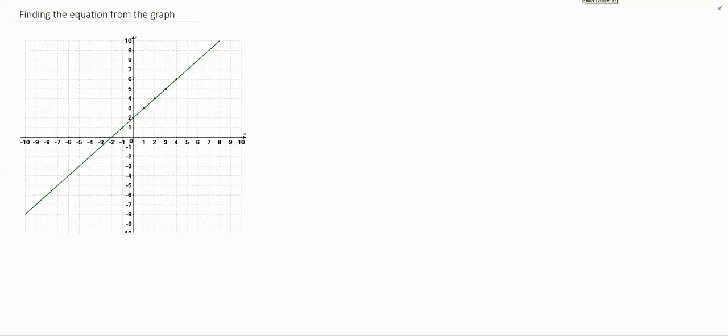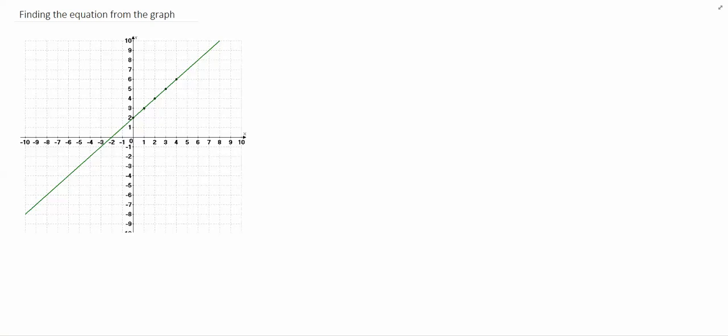So this is our second example for graphing relations 2, lesson 4. And with this example, we're going to take a graph and create the equation. So the first thing I would recommend you do is find good points on the line.